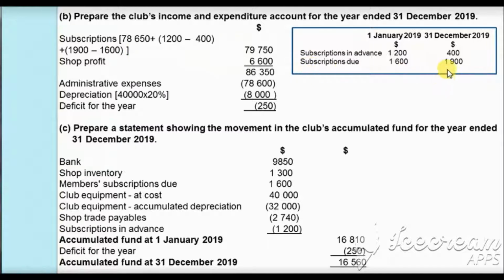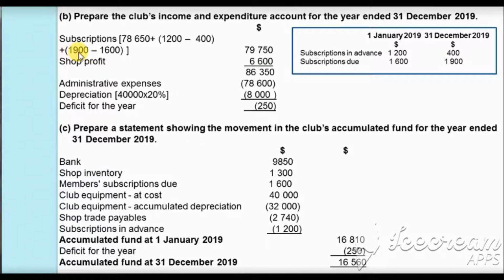Hence this should be subtracted, which I did here. And this one, that is on 31st December 2019, this subscription was due, outstanding, or not paid, and this is the subscription which has to be paid in the year ended 31st December 2019, for which we are making the income and expenditure account. This is due for the current accounting period, and as it is due for the period for which we are making the financial statement, hence this should be added.